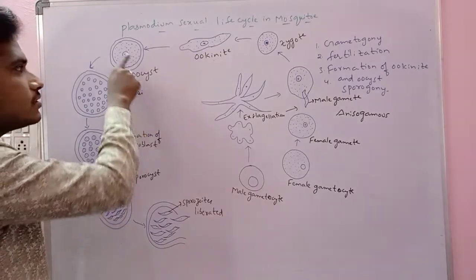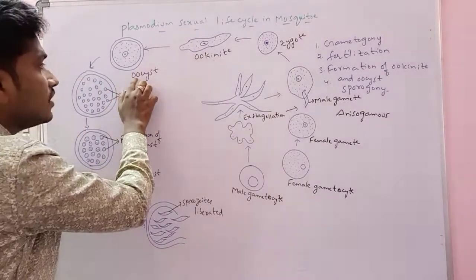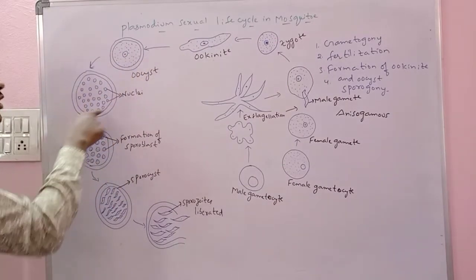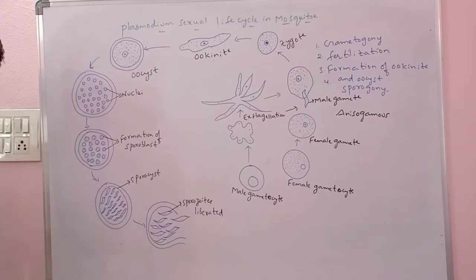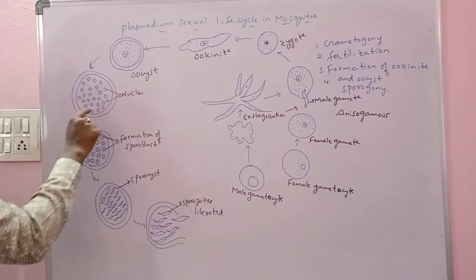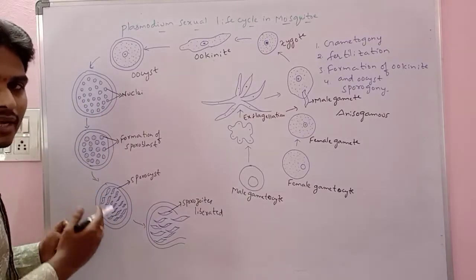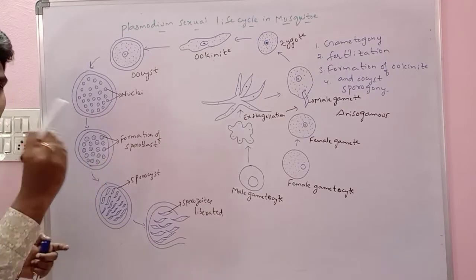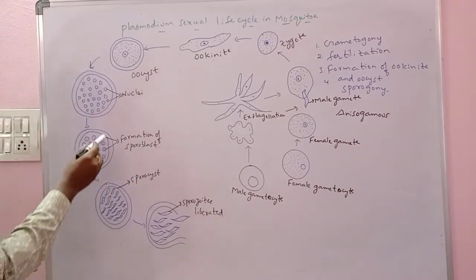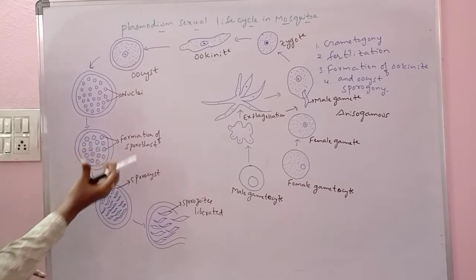Now, the oocyst consists of a single nucleus. The next step: the nucleus in the oocyst divides continuously and forms many nuclei. After the formation of the many nuclei, the nuclei we are getting in this step will acquire a small bit of cytoplasm and form the sporoblasts. That means inside the oocyst, the formation of the sporoblast takes place by acquiring the cytoplasm.